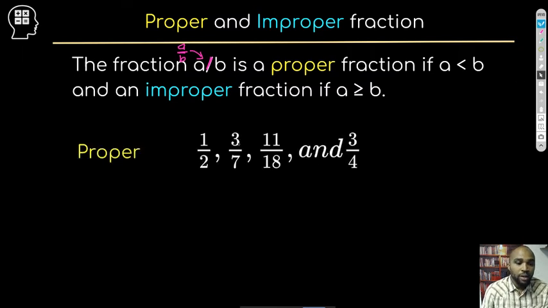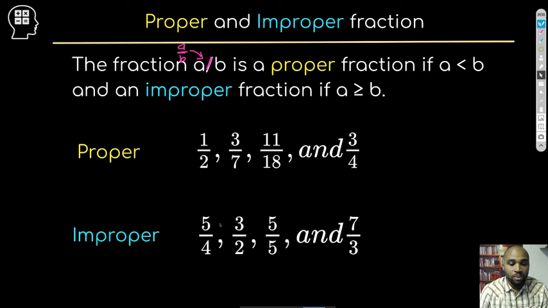This is what I was trying to get at. Proper: notice that the numerator, the number on top, is less than the number on the bottom, the denominator. So for all of these, that's true. These are considered proper. Obviously, improper is when the number on top is bigger. Or, check this out, the number on top is equal to, right? Because it also says equal to. So 5 over 5 will be considered an improper fraction.